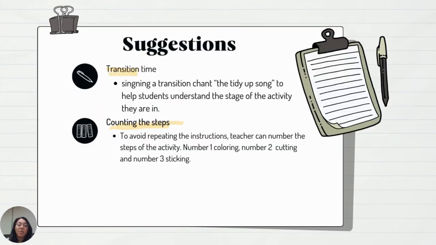The suggestions. I suggested some transition time: singing a transition chant like a tidy up song can help students understand the stage of the activity they're in. And counting the steps. To avoid repeating the instructions constantly, the teacher can number the steps of the activity. Number 1, coloring. Number 2, cutting. Number 3, sticking. So kids by themselves can count and remember what step they're in.